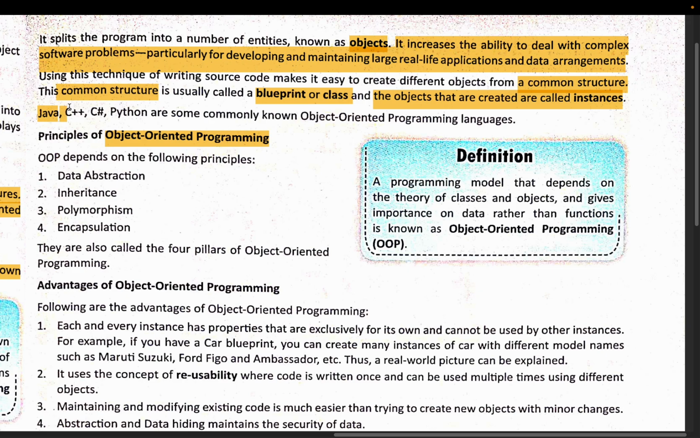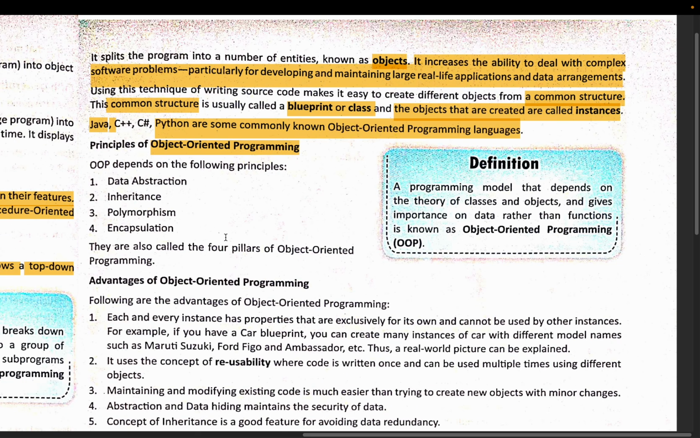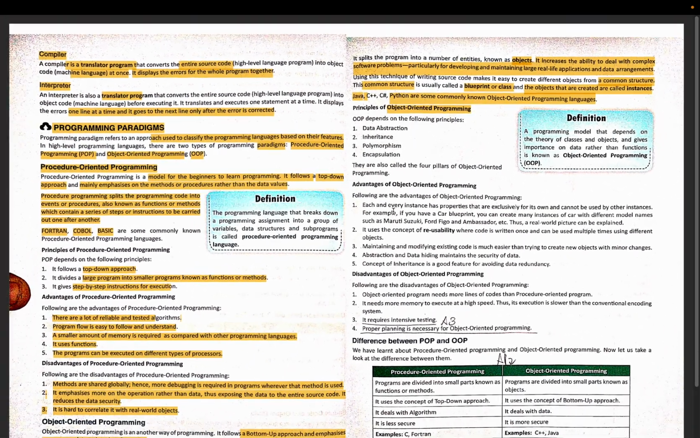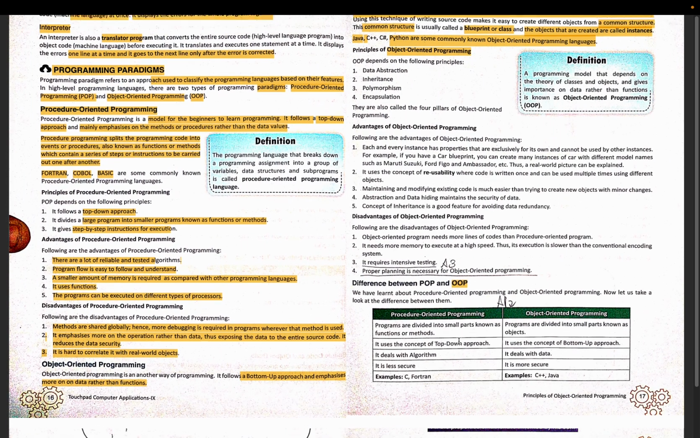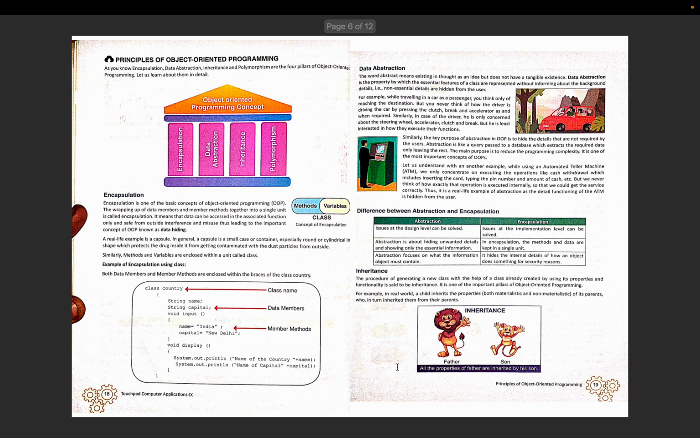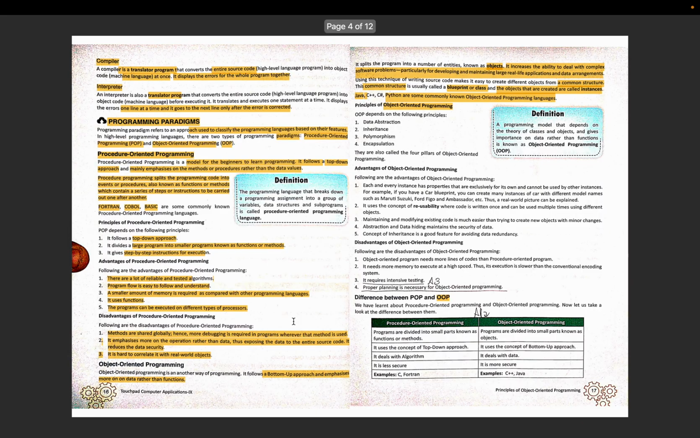Now, Java, C, C++, Python, C# are the most common object-oriented programming languages. Next, we have principles of object-oriented programming. I will come to advantages and disadvantages soon, but after the difference between POP and OOP, I will stop this video. I will then start with principles of object-oriented programming in detail in the next lecture, and then we would be completing this chapter.